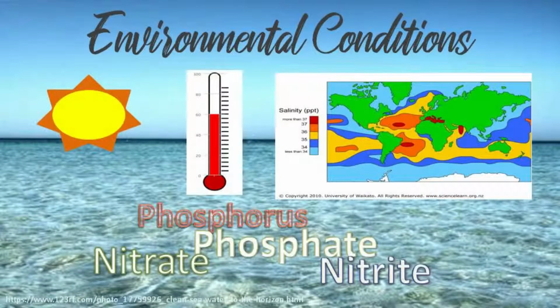Sunlight intensity, water temperature, salinity, and amount of nutrients such as phosphorus, sulfur, phosphate, nitrates, nitrites are some of the conditions that make environments favorable or unfavorable for algal blooms.